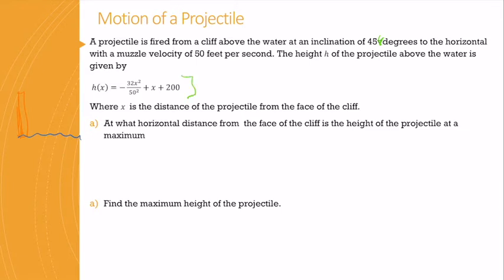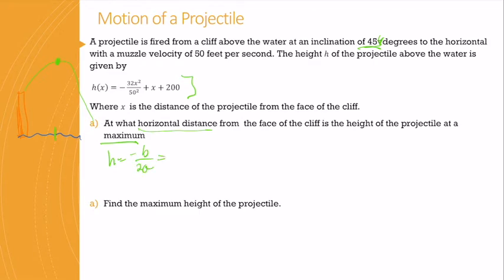Okay, things I didn't need to know. This 45-degree angle doesn't matter, right? We're wondering what the height of the projectile is. That's all we care about. We don't care about force, velocity, right? Here's my parabola. And we want to find at what horizontal distance from the face of the cliff, i.e. our vertex, is the height of the projectile at a maximum. We're still just solving for h.